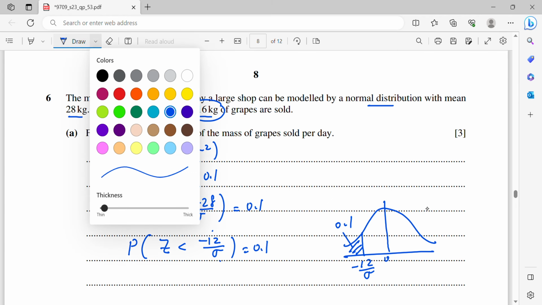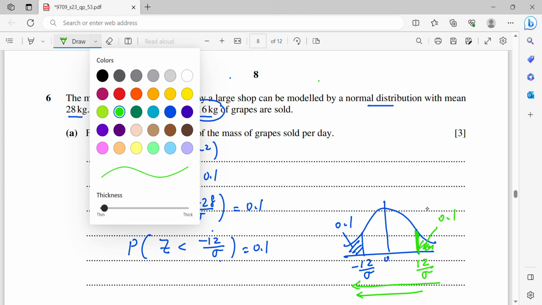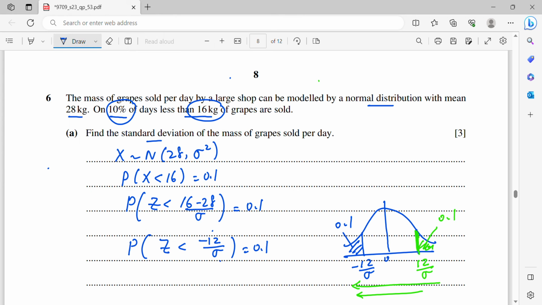Now, since the critical line is on the left hand side, we need to flip it to the right side before we refer to the table. So once you flip, the region will remain the same, 0.1, and the critical line becomes 12 over sigma. So in order to get this green region, it will be total region, which is 1 minus the previous region. Okay, so I will get, or probably you can say this is basically 0.9. Okay, that is the fastest way.